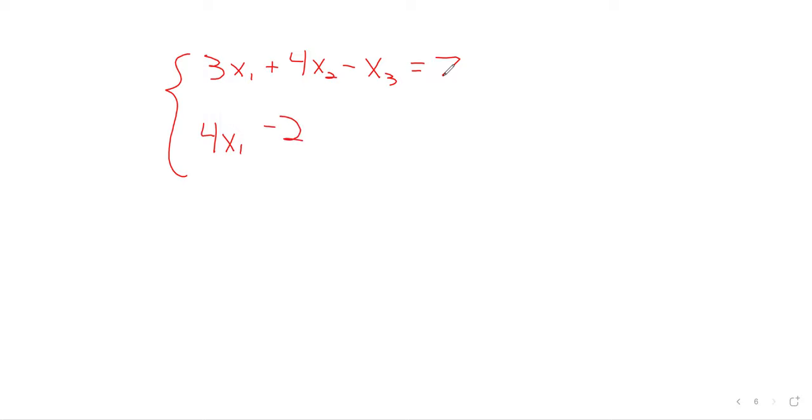Like if you have something like 3x1 plus 4x2 minus x3 equals 7, and then you have 4x1 minus 2x3 equals 12. This is no good. You see, our x2 is above the x3. Instead, we leave some space and put the x3 over there.